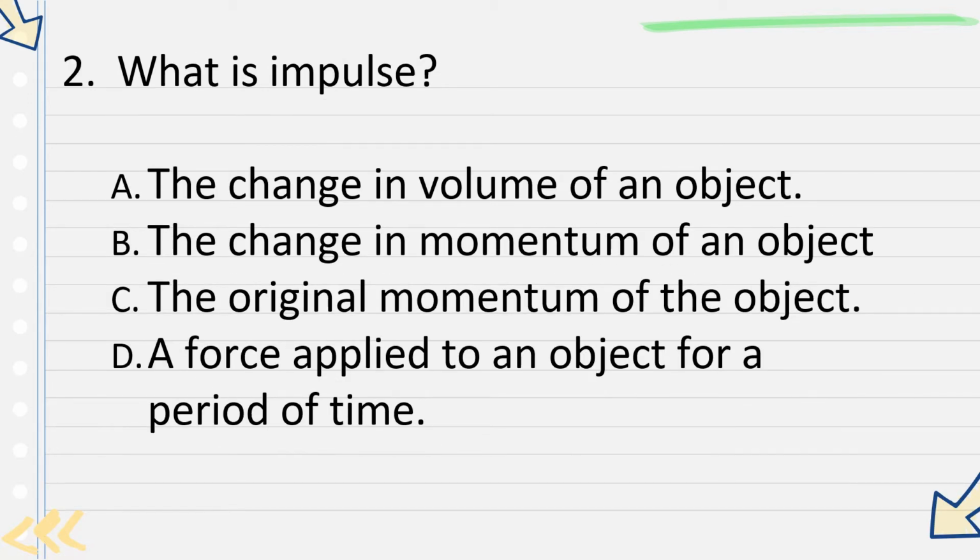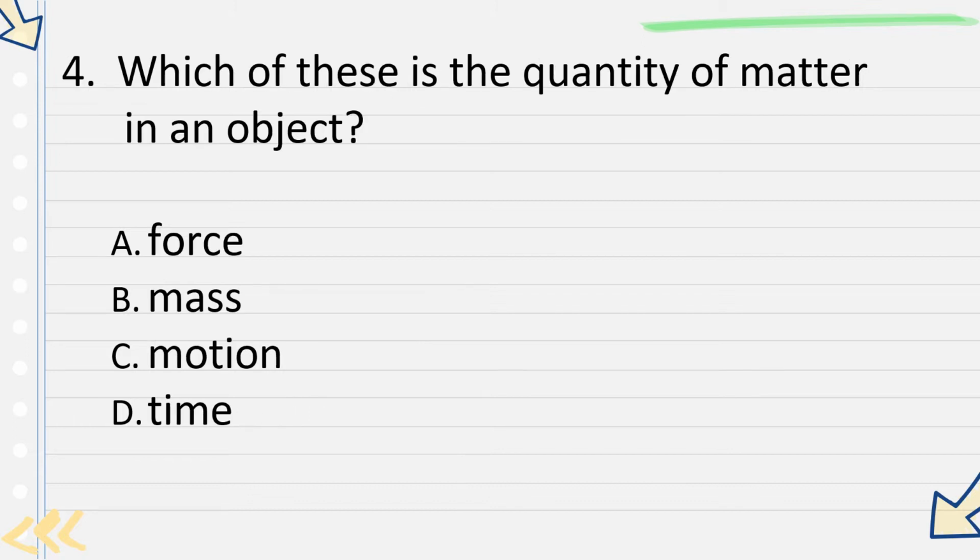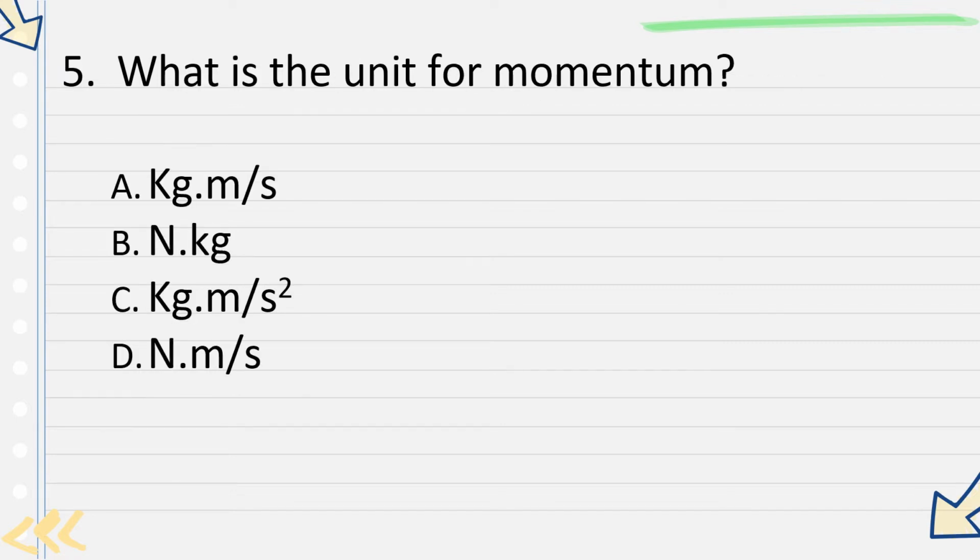Two. What is impulse? Three. What is the impulse of an object moving with a constant momentum? 4. Which of these is the quantity of matter in an object? 5. What is the unit for momentum?